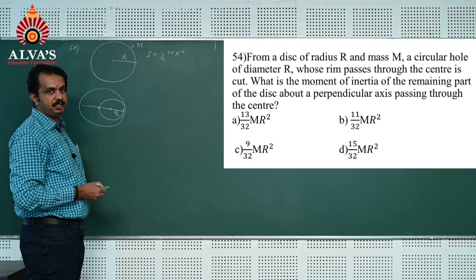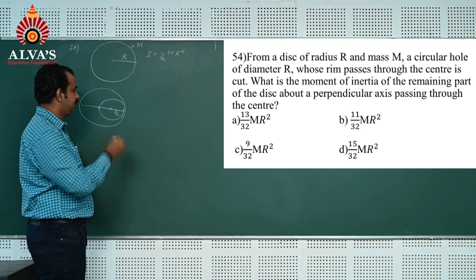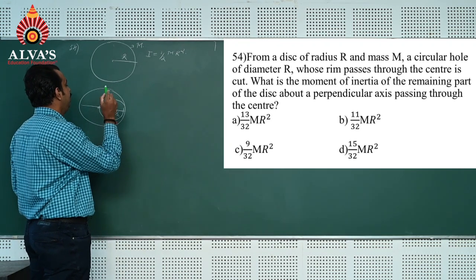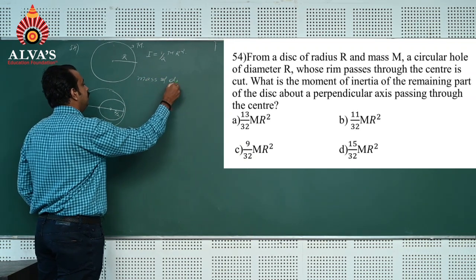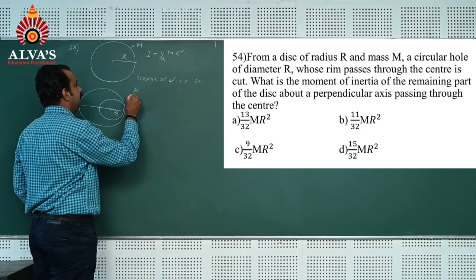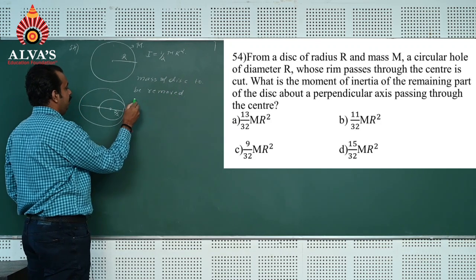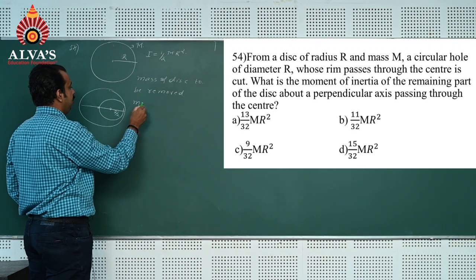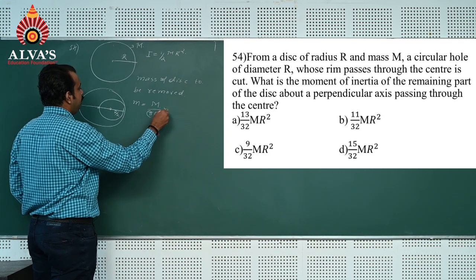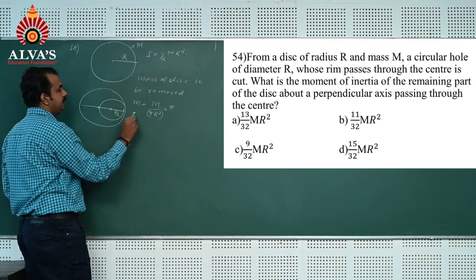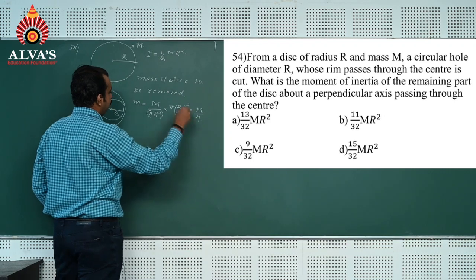To calculate the moment of inertia of the remaining disc, first we should find the moment of inertia of the removed disc. Before that, we should find the mass of the disc to be removed. I write it as small m. m is equal to M by pi R square into pi into R by 2 whole square, which is M by 4.